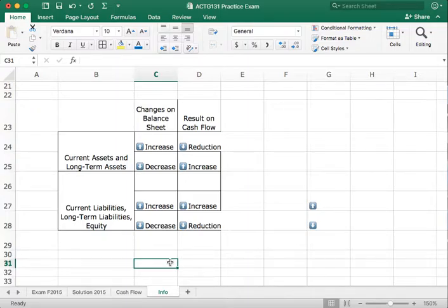So hopefully this will work as a reference sheet for you, and my next tape or podcast will begin working through a statement of cash flows.